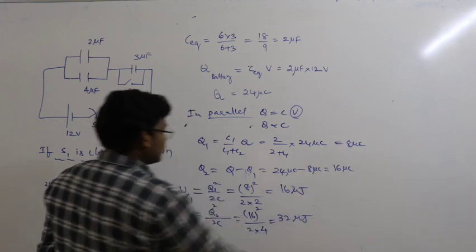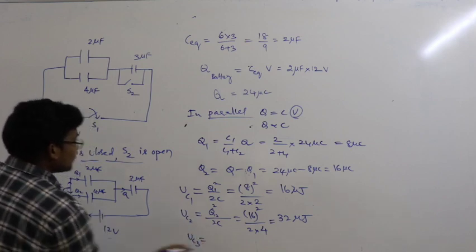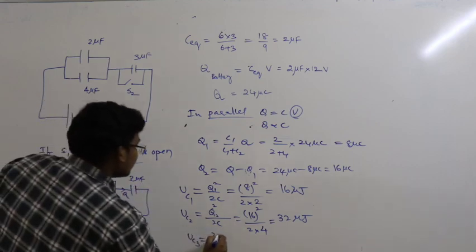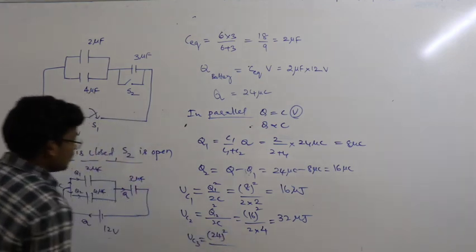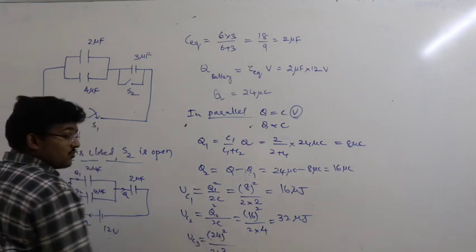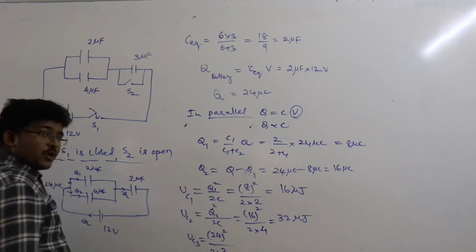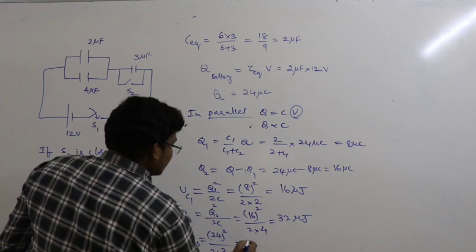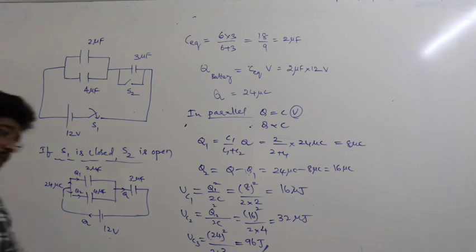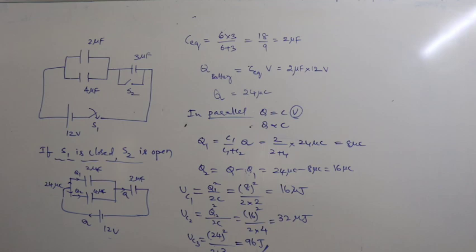So 32 microjoules. And finally, what is the energy stored in the C3? So you know that 24 will split, and again 24 will join. So 24 square upon 2 into the capacitance 3. Okay, you can write 24 into 24 by 6. So it will be 4 into 24, it will be nearly 96 microjoules. So these are the energies stored.